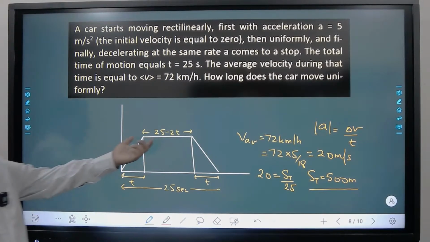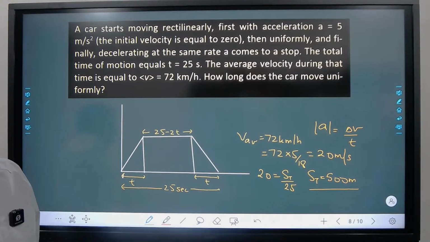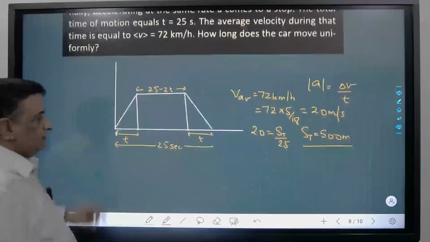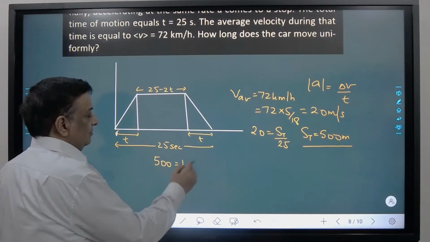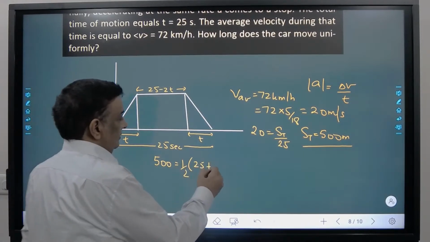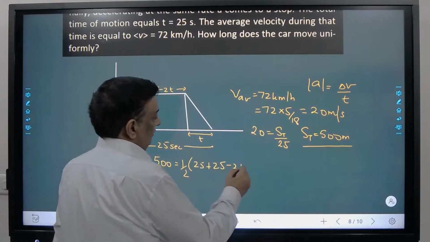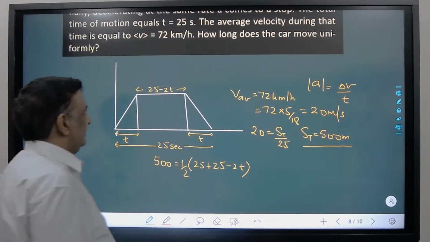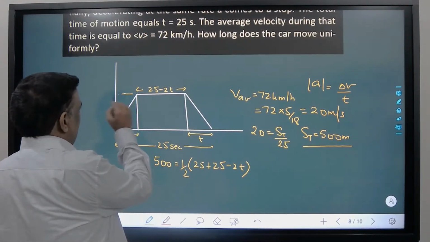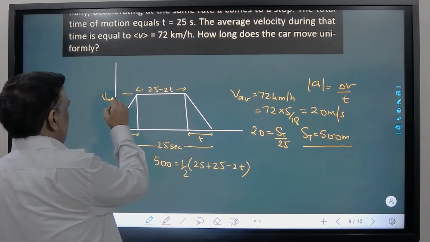We need to find its value. Now for distance traveled, you have another formula, that is the area under the graph. If we take the area of the trapezium, it is half the sum of opposite sides into the distance between the two sides, and the distance between the two sides is V max.